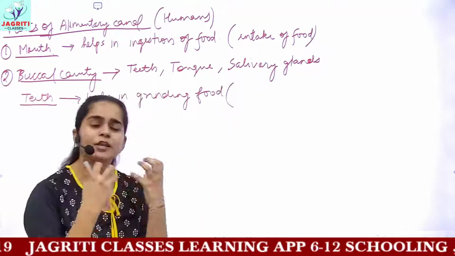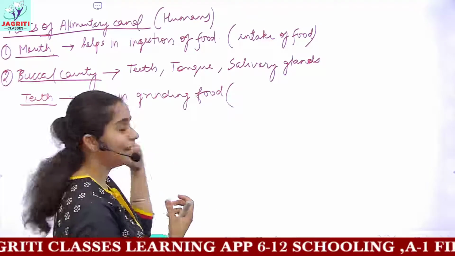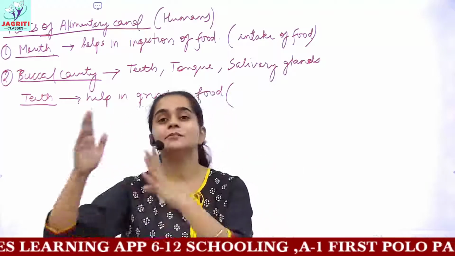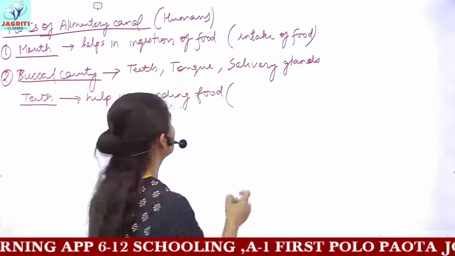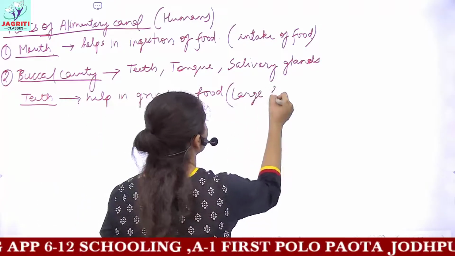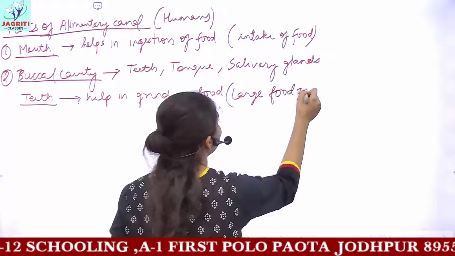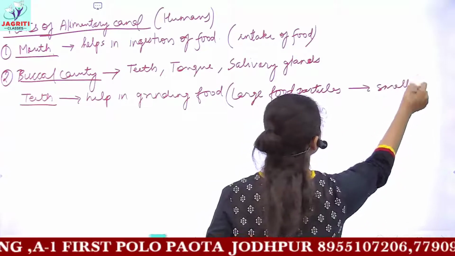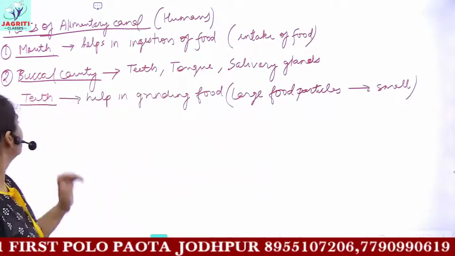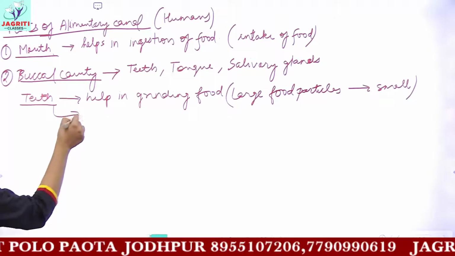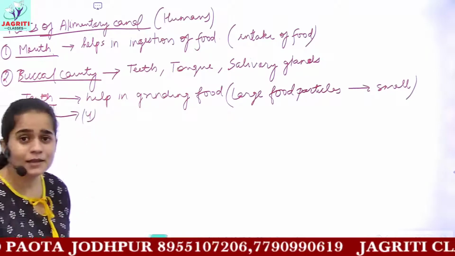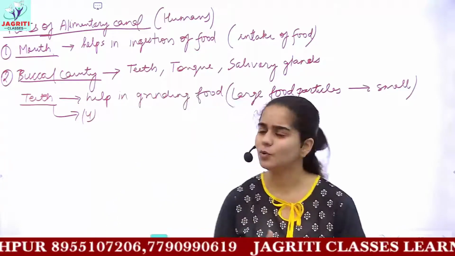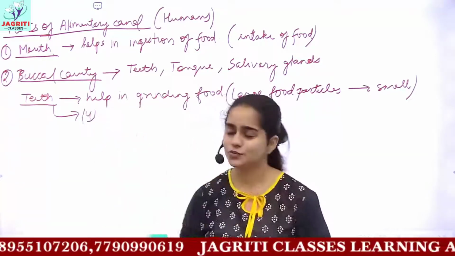Grinding means whenever you bite the food with the help of your teeth, the food which is present in larger pieces becomes converted into smaller bits. That is the conversion of large food particles into small particles. So this is the function of teeth. Then you have 4 kinds of teeth, that is incisors, canines, premolars, molars.